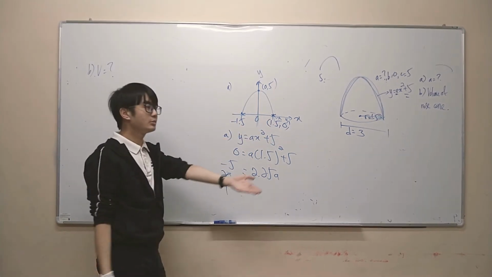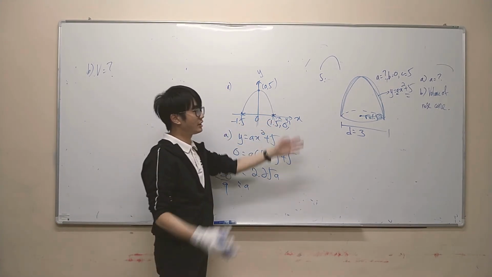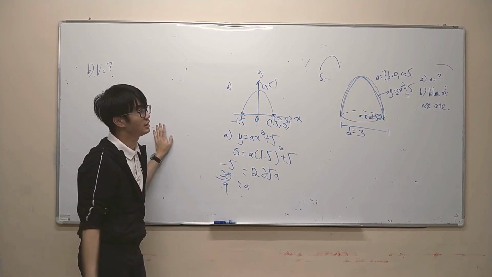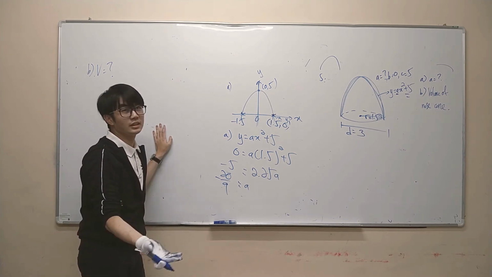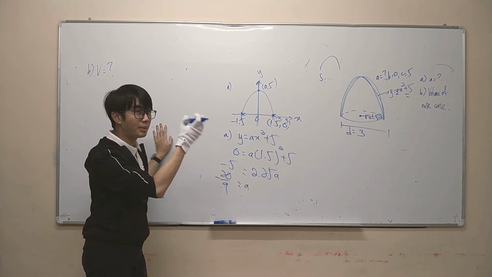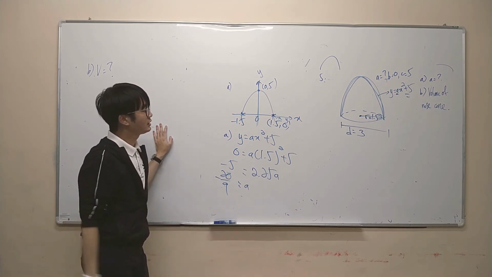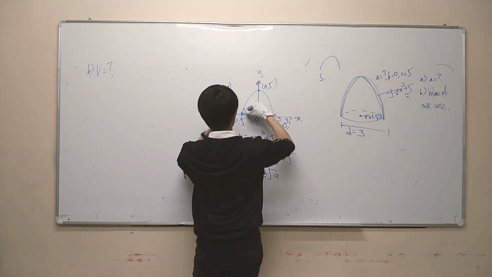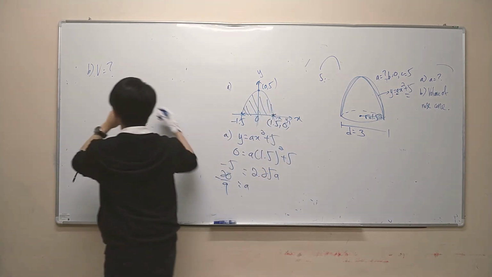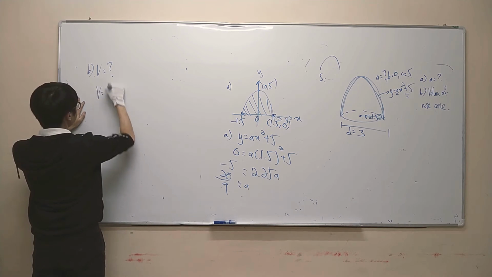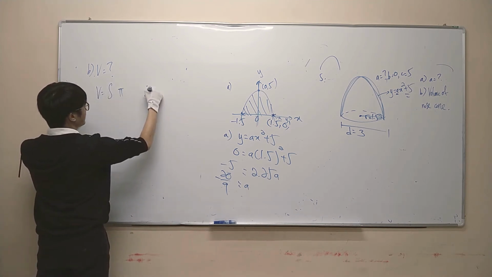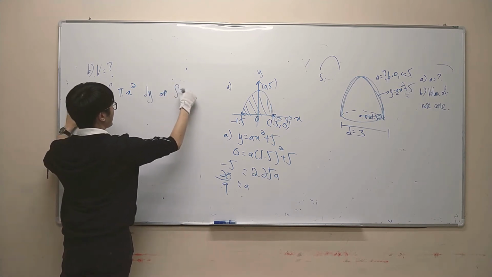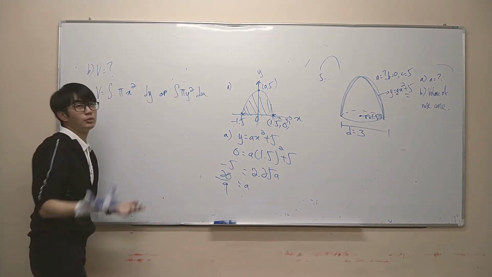You cannot just assume that it's a hemisphere. Did they mention, did they tell you that this is a hemisphere? It's not a hemisphere. What they say is that this is a parabolic shape. It's a parabola, so you cannot just use the hemisphere formula. What you need to do is use integration. So the volume is going to be the integral of pi x squared dy, or the integral of pi y squared dx. That's the formula for volume, right?